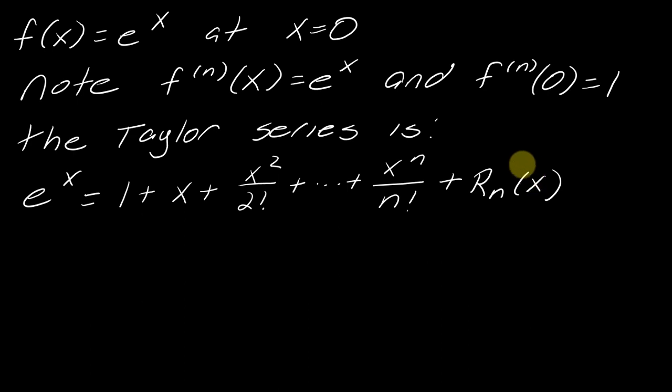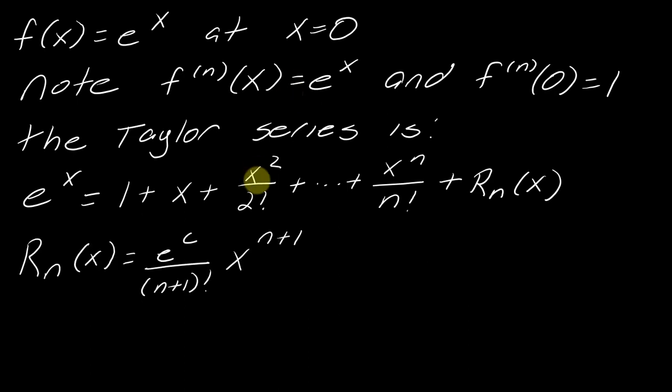Well, I would like for you to once again pause the video, reread the part about what r sub n of x equals, and write out what it should equal in this case, and then hit play when you're ready. So my r sub n of x, if I plug in my c, is going to be e to the c over n plus 1 factorial times x to the n plus 1.